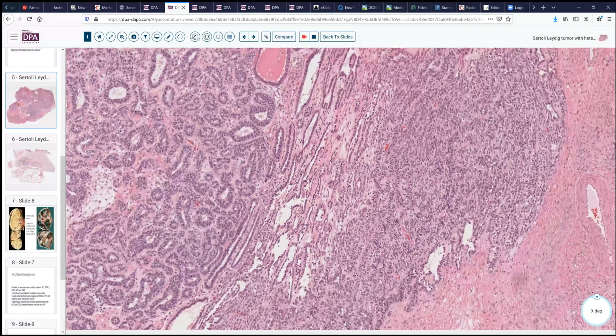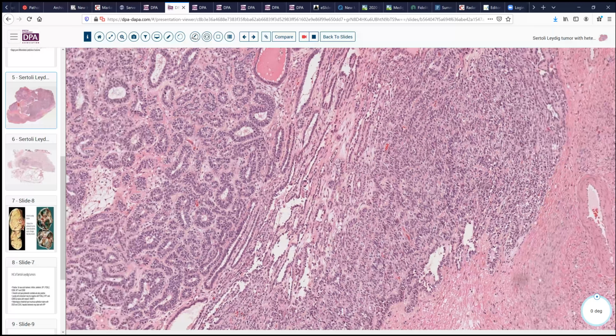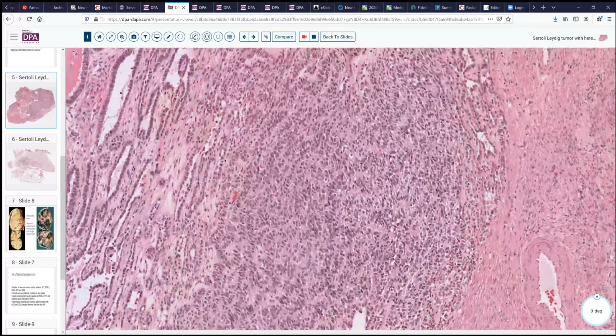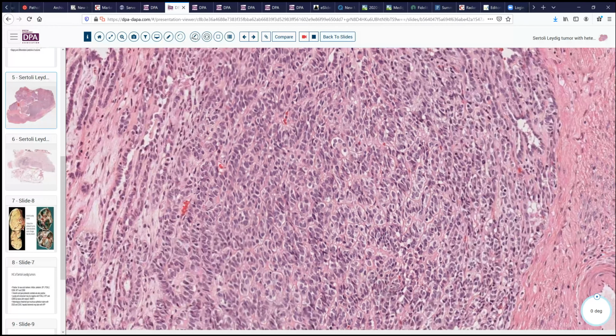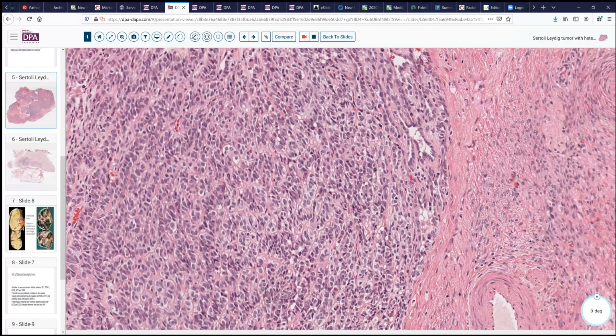Here again, we see more of this retiform pattern juxtaposed between sort of a tubular form over here and the more trabecular or winding cords of cells over on this particular area over here. And again, Leydig cells are very difficult to find in this particular neoplasm.